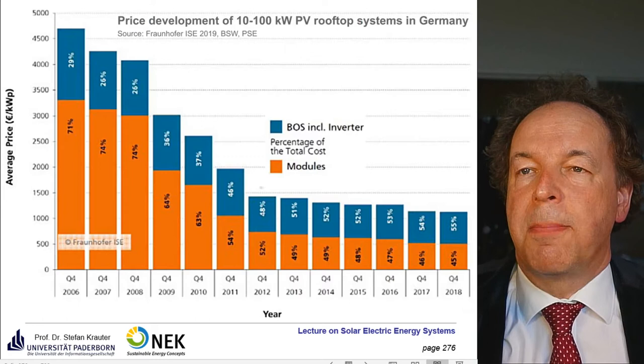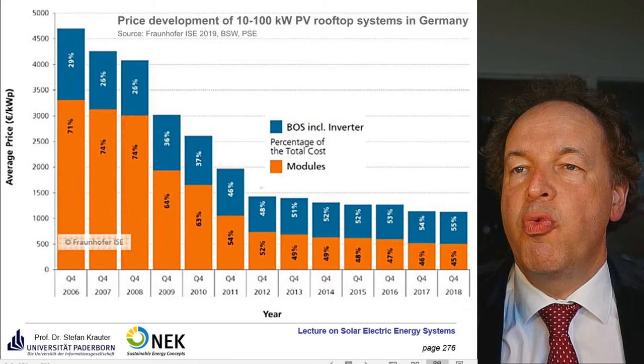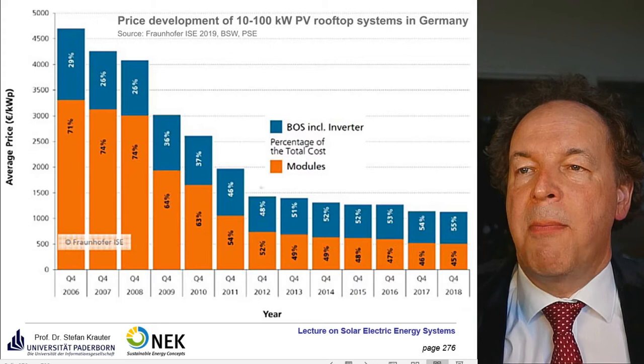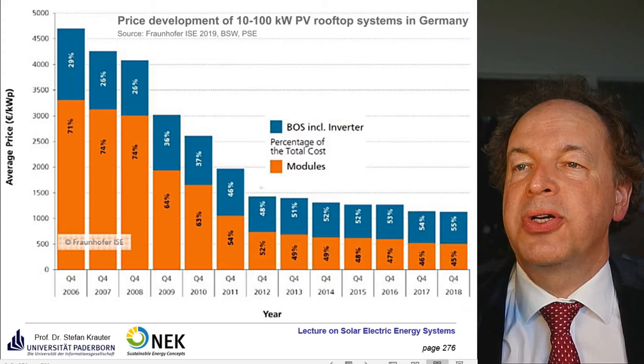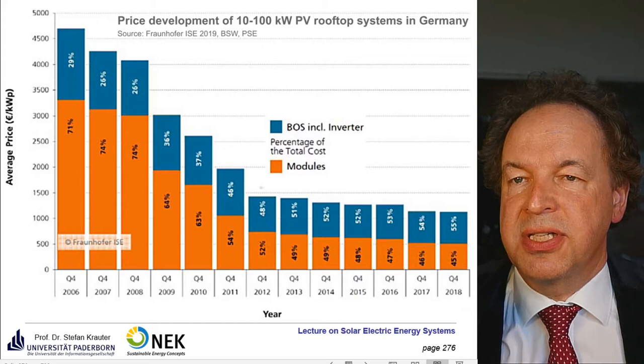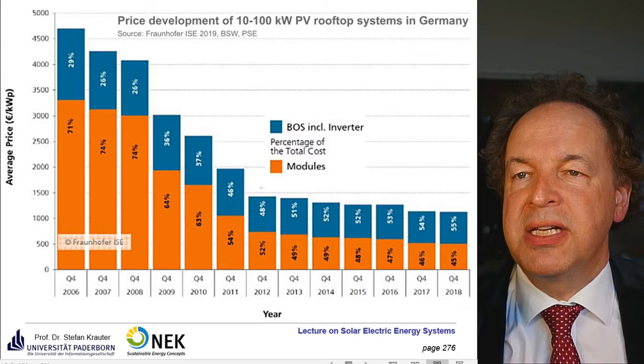If we take a look at the price development of a relatively small scale PV system from 10 to 100 kilowatt in Germany, we see that about 14 years ago, 2006, the main costs have been the module, amounting 71%, and the BoS costs, including the inverter, only amounted 29%. If we take a look at 2018, we see that only 45% of the total costs are due to the module costs, and the majority, 55%, is due to the balance of system costs, including inverter.